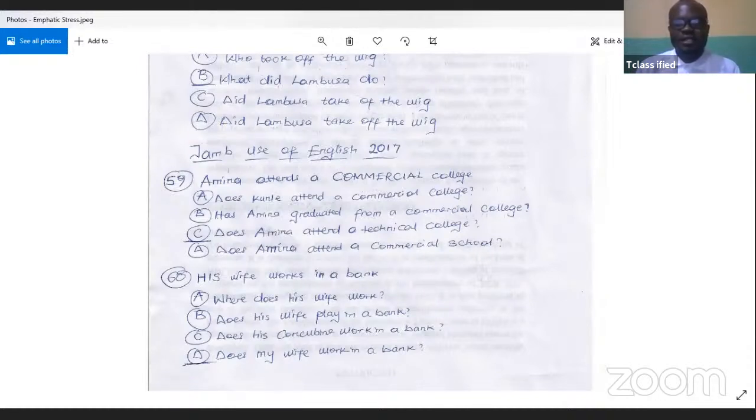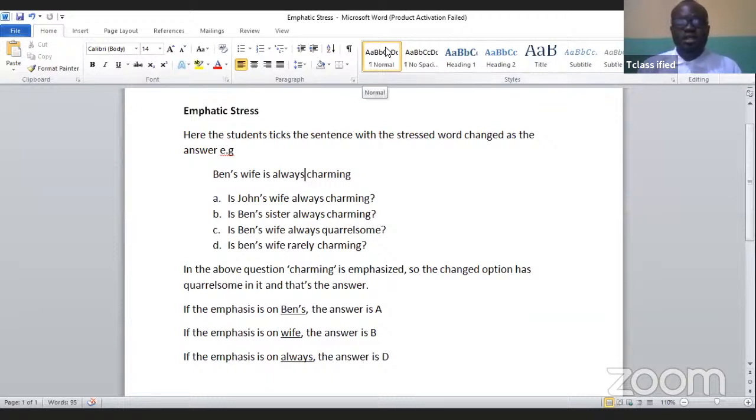Emphatic stress, like I said, is always there. You're always going to see emphatic stress problems. So the earlier you know how to go about it, the better it is for you, because it's going to make it very possible for you to sort questions out in emphatic stress.